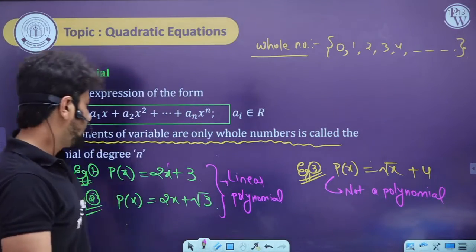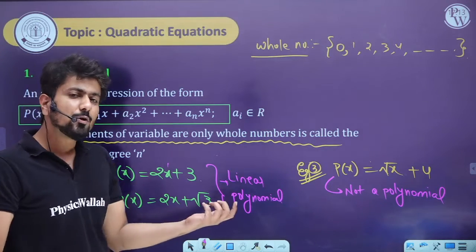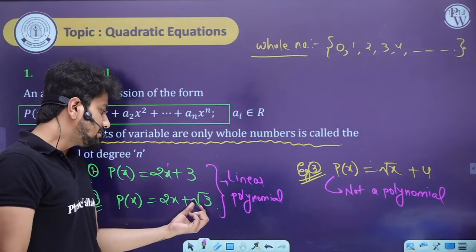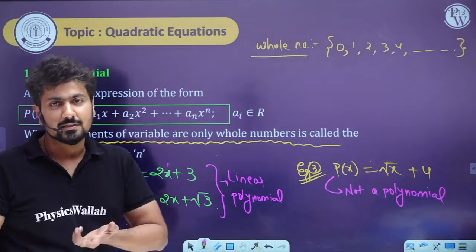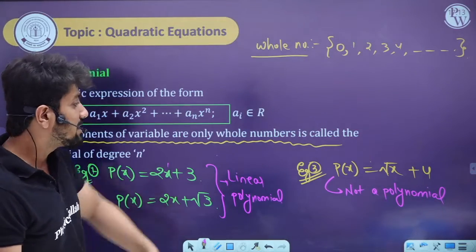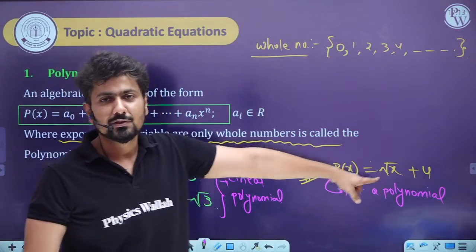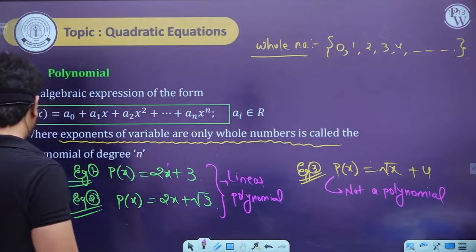Here we have root 3. Still it is a polynomial, right? Because root 3 is a constant, it is 3 raised to the power 1 by 2. Here the power of the variable is not a fraction. In the earlier one, the power of the variable is a fraction. So I hope you understand the difference between these two.